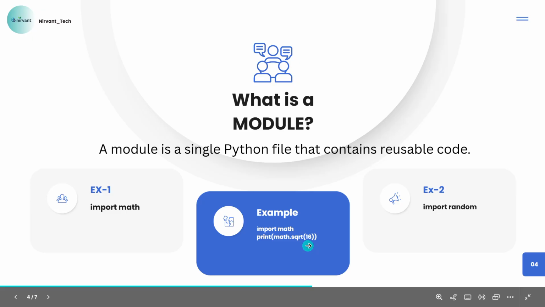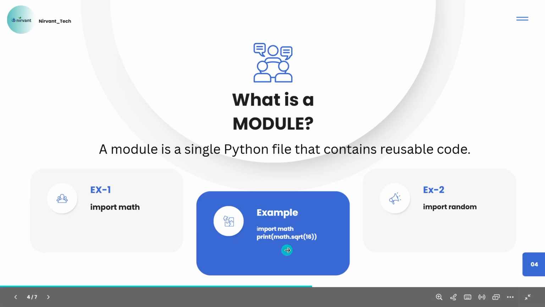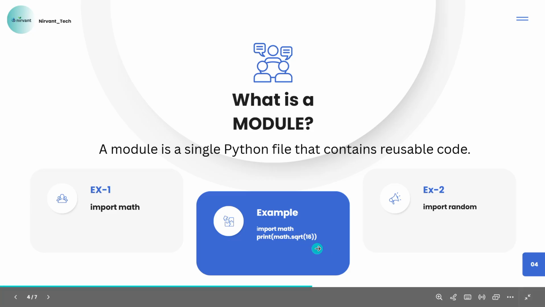Print math.sqrt(16) means it can calculate the square root of 16. What is the square root of 16? That is 4. It gives the output 4. Here you see, you don't write the code from scratch. You only import the math module and call the function. It has a function, square root. What does square root mean? Square root is a function of the math module, and it is passed the parameter 16, and the output is 4.